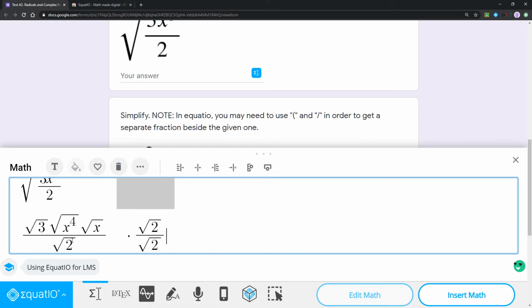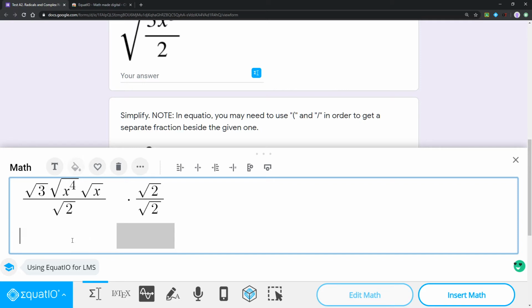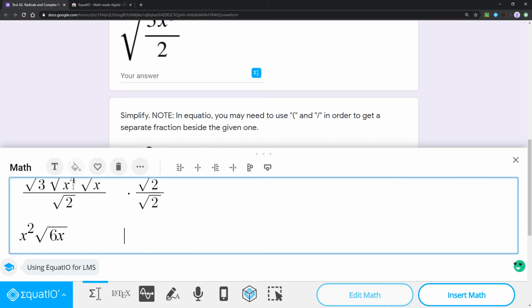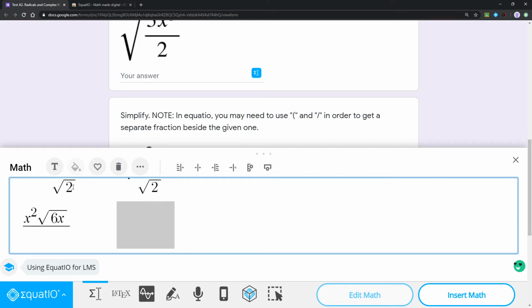And so now if I hit enter, I can work on either side. I think that's the only time I'll need the right-hand column here for us. So let's see. Let's multiply across the top. Square root of 3 times square root of 2 is square root of 6. Square root of x can't be simplified. And the square root of x to the fourth, I'm going to be able to simplify to being x squared on the outside. And in the denominator, not enter, I got to hit divide. Root 2 times root 2 is plain old 2. And there's my final answer.